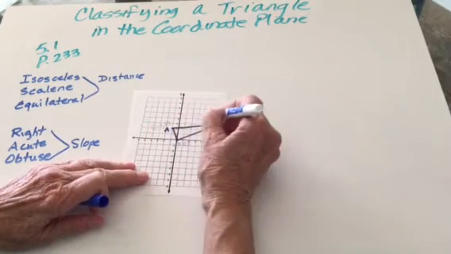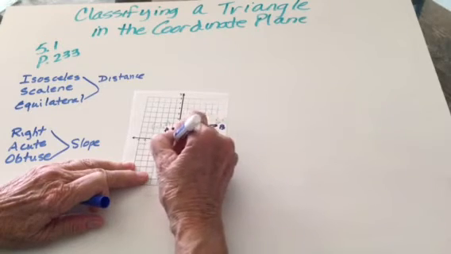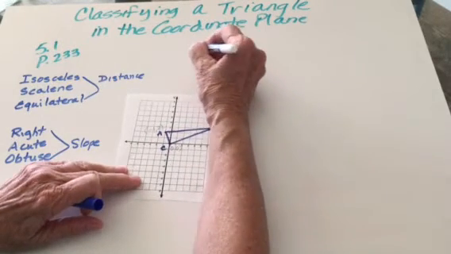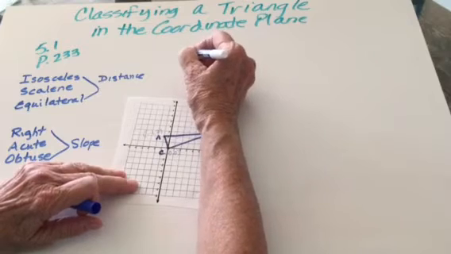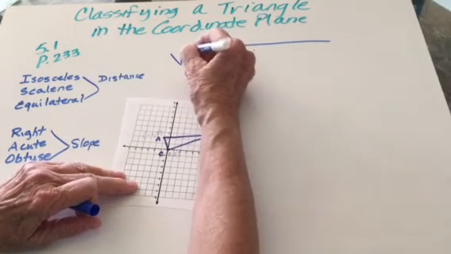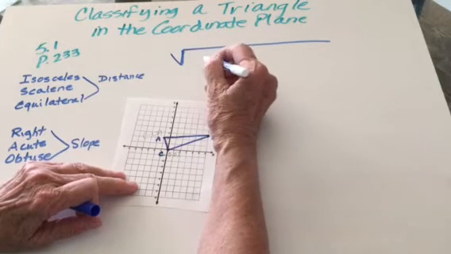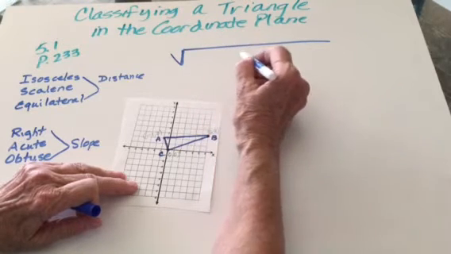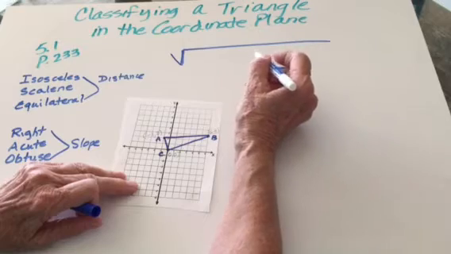Okay? All right, so let's figure out the distance from here to here. Let's call that A, B, C. All right, so A, B. I'm just going to do the distance formula right here. The distance formula is on the wall in our room, by the way. It's the square root of x minus x squared plus y minus y squared.